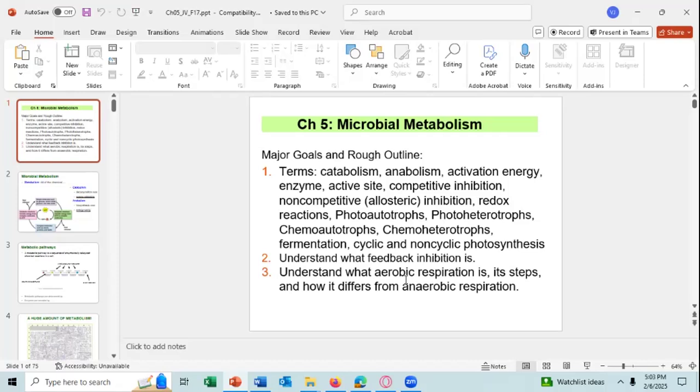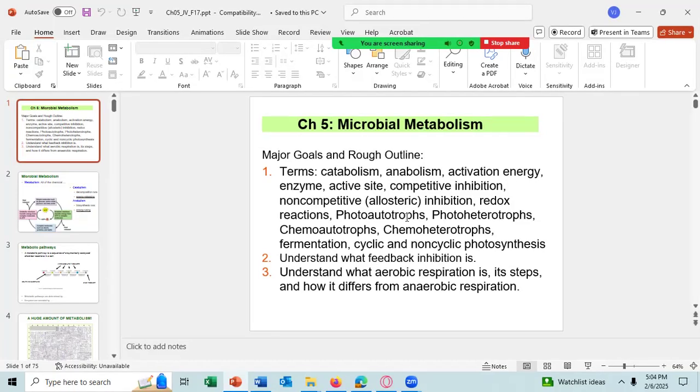What is a redox reaction? What are photoautotrophs? What are photoheterotrophs? What are chemoautotrophs? Chemoheterotrophs? What is fermentation? What is cyclic and non-cyclic photosynthesis? Any question about those terms? Remember, you need to know more than just these terms. You should learn the objectives for chapter 5.